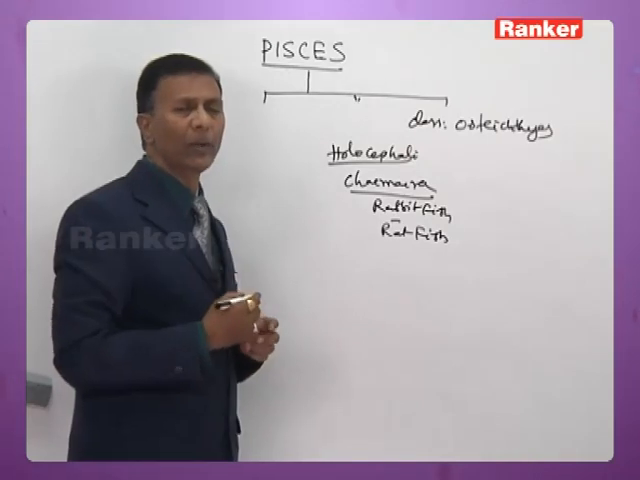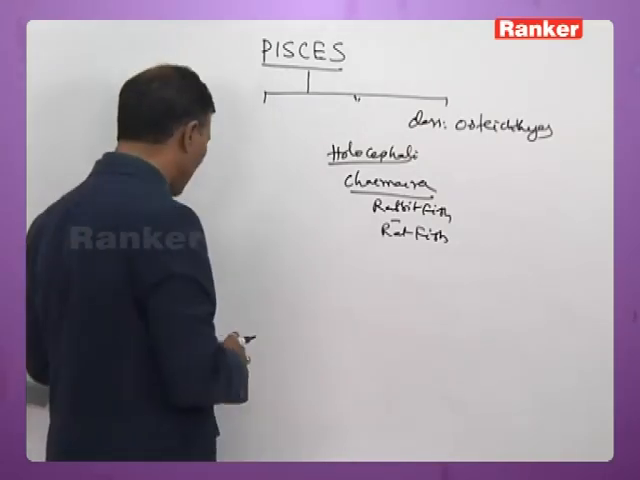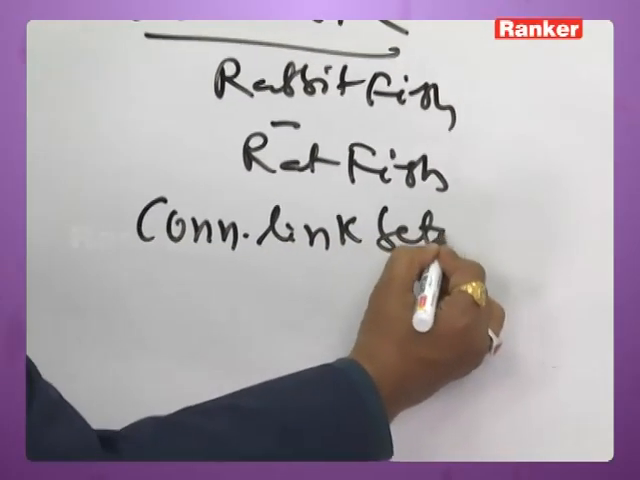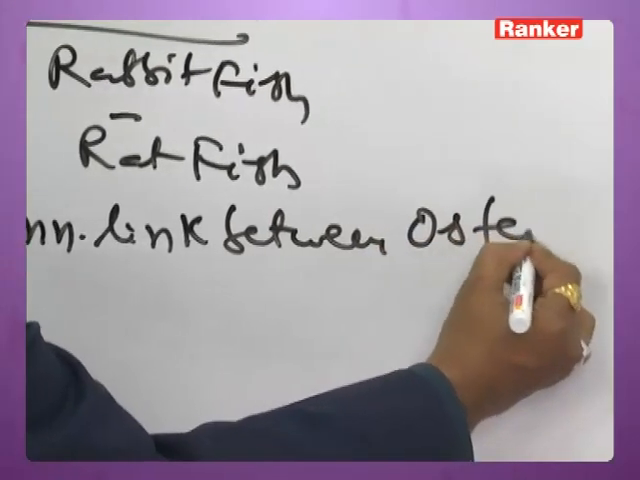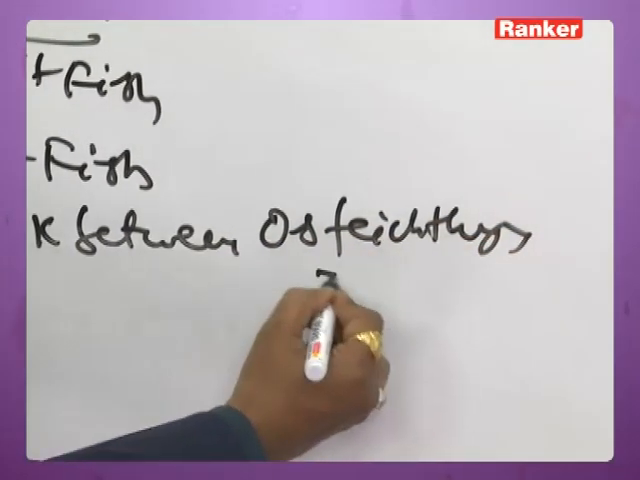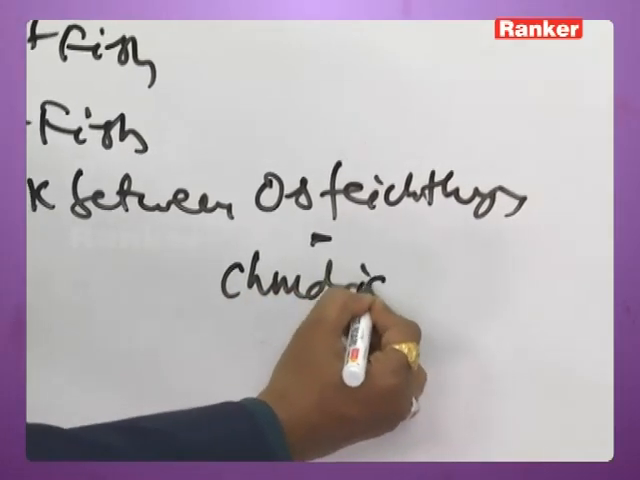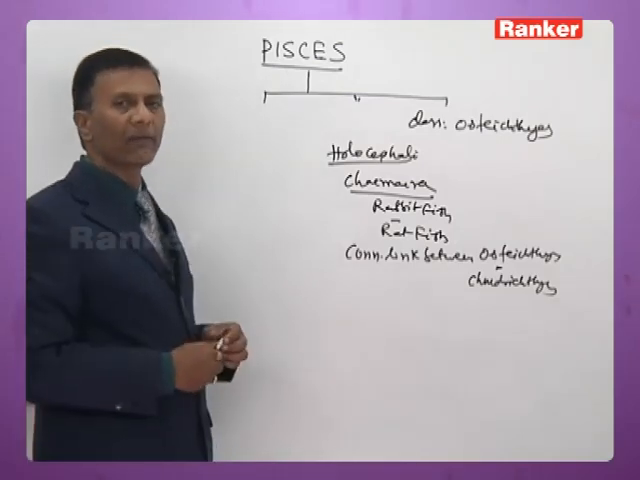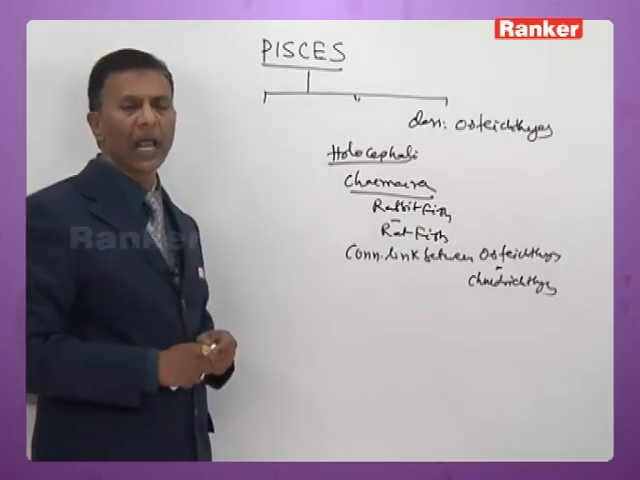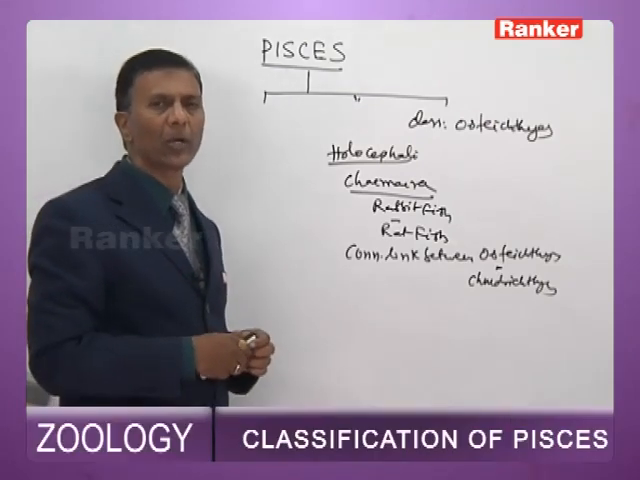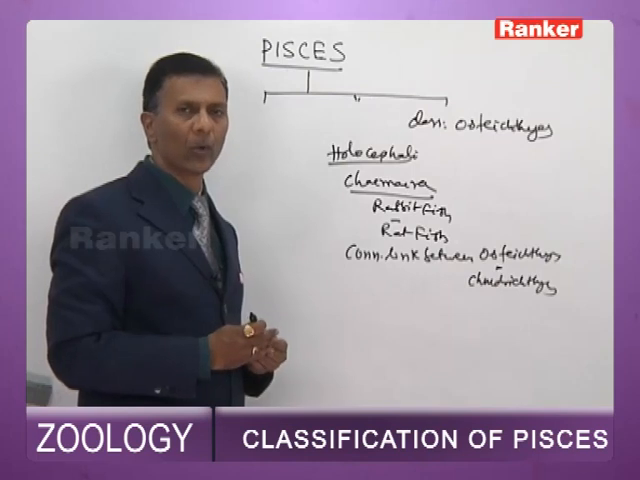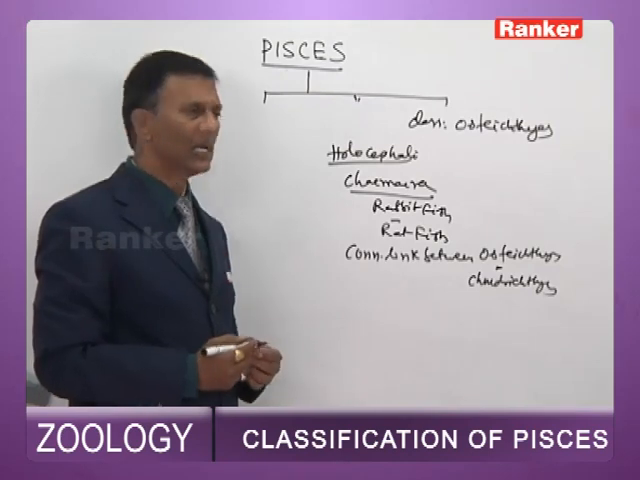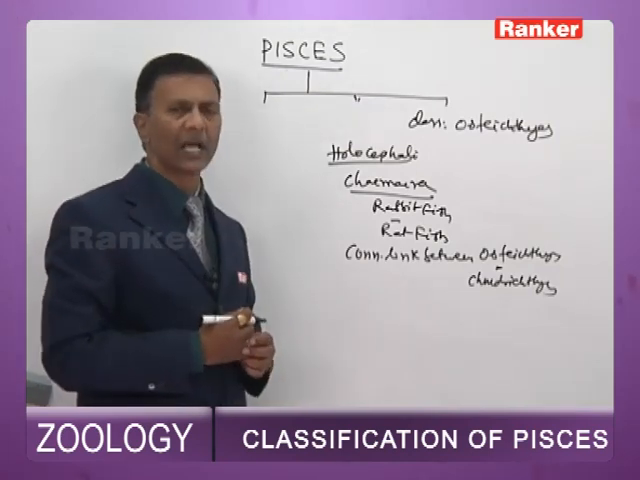This is the connecting link between Chondrichthyes and Osteichthyes. Chimaera belongs to Holocephali and comes under the class Chondrichthyes. As I mentioned, Chondrichthyes is divided into two subclasses, Elasmobranchii and Holocephali. So the best example for Holocephali is Chimaera, commonly called rabbit fish or rat fish. It is a connecting link between Osteichthyes and Chondrichthyes.